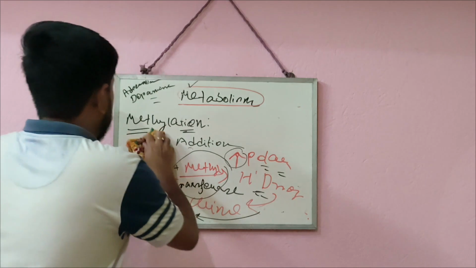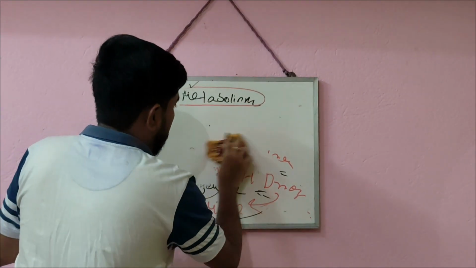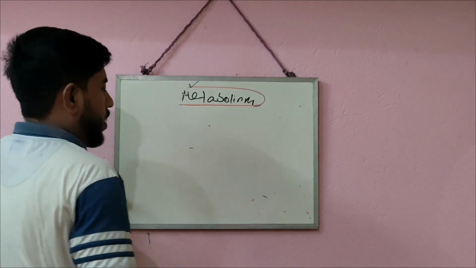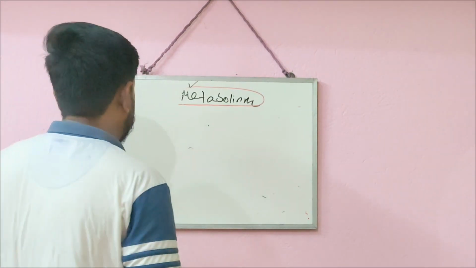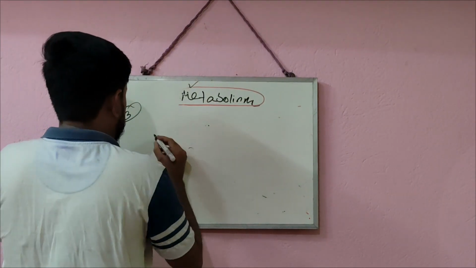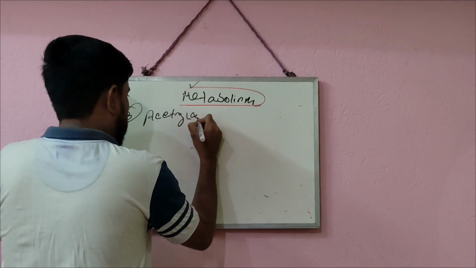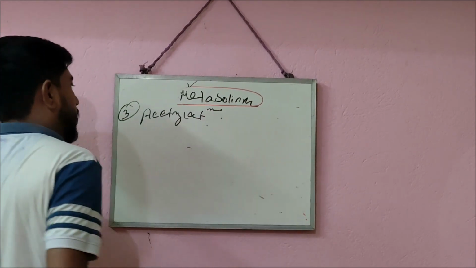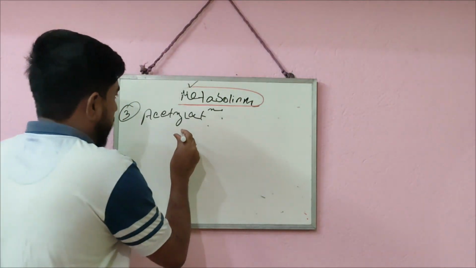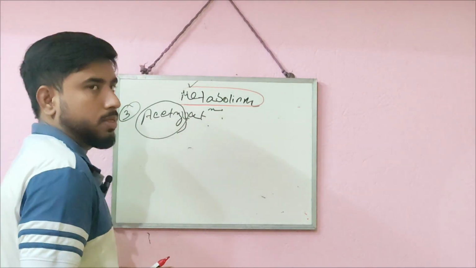So the third process of phase 2 metabolism is acetylation. In methylation, I have already told that a methyl group will add to a drug and then get metabolized. So the third process of phase 2 reaction is acetylation. Methylation means addition of methyl. Acetylation means addition of an acetyl group to a drug.